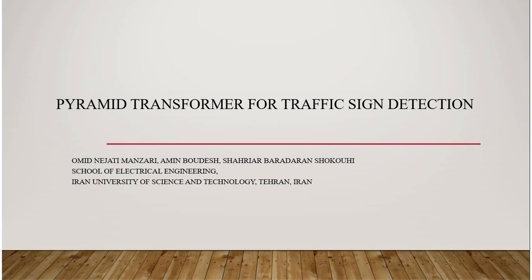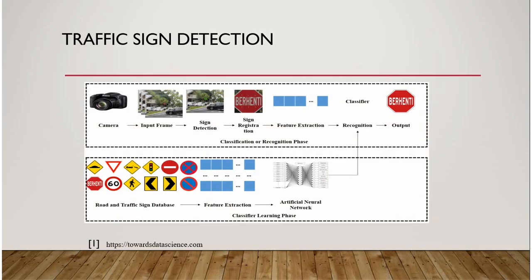Today we present a pyramid transformer for traffic sign detection. Automatic detection and classification of traffic signs have become an essential asset in the visual system of autonomous vehicles and self-driving cars. Recently, vision transformers have achieved remarkable results on various benchmarks of visual tasks.